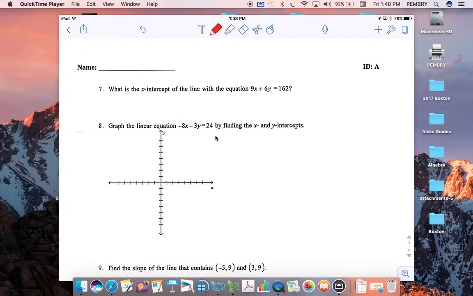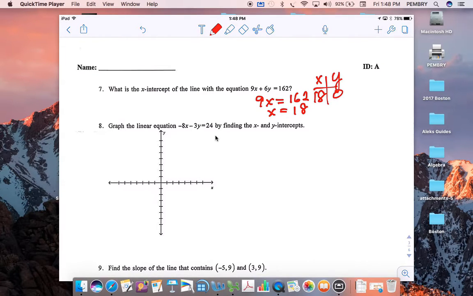All right, to find the x-intercept, we're going to let y be 0. If we plug in 0 for y, we get 9x equals 162. 9 goes into 16 one time with 7 left over, and into 72 8 times. So the x-intercept is 18.